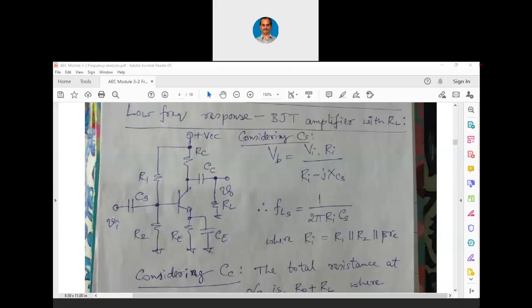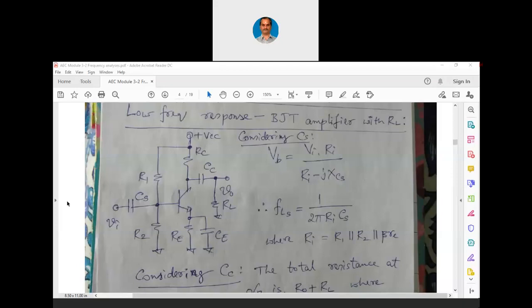Now first let us consider the capacitance at the base. Here it is called CS and CC and CE. CS it is called because it is from the source side. That is why the textbook author has used the same symbol. So I am also using the same symbol.